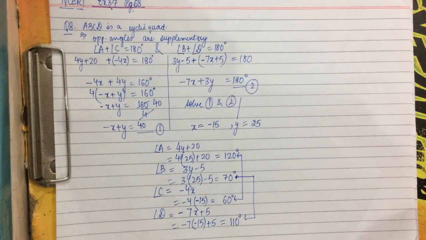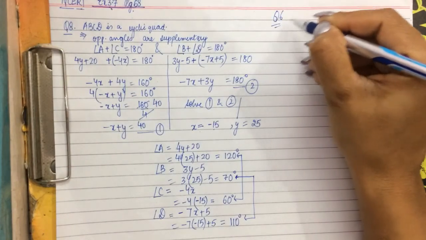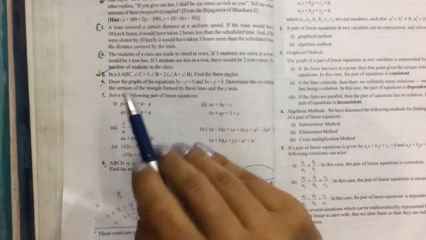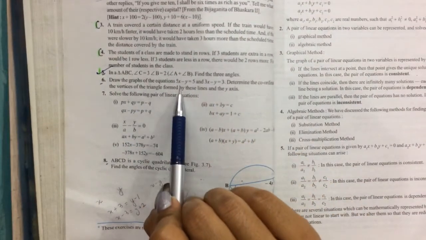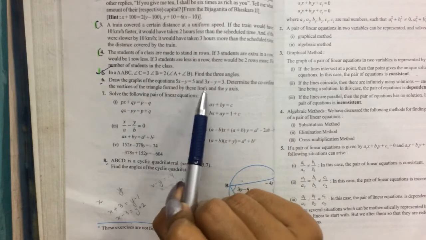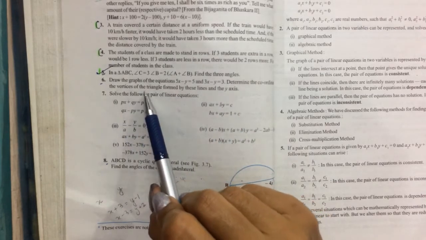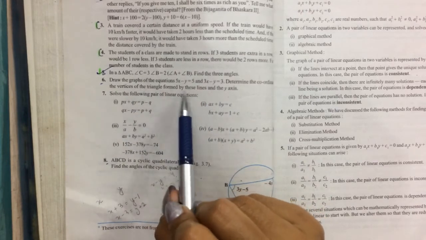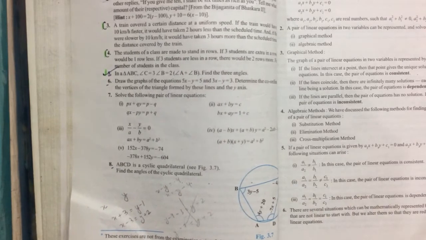Let's continue further. Question number 6 will be your homework. You've been given two equations for which you have to make a graph. Question number 6: draw the graphs of the equations. These two as given. Determine the coordinates of the vertices of the triangle formed by these lines and the y-axis. So this you can do on your own. In case of any doubts, you can get back to me.